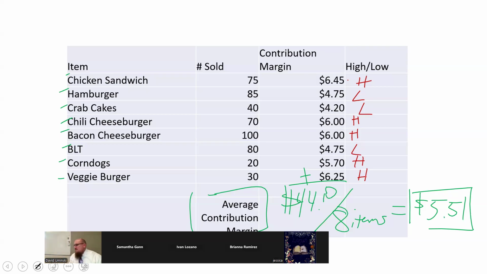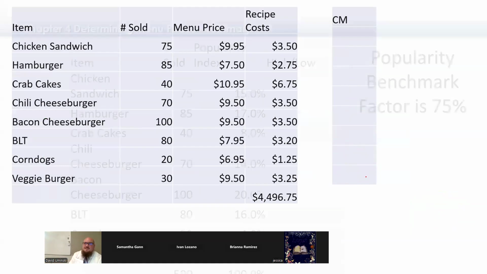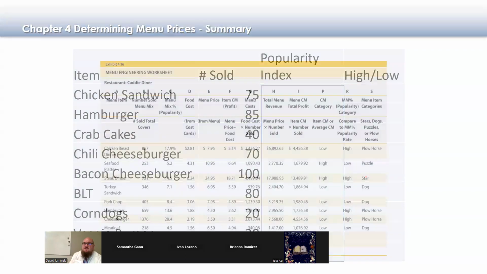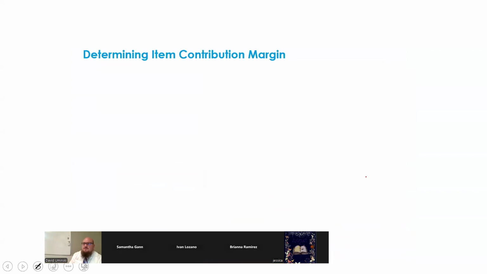Questions about contribution margin? That is the easier of the two. We're subtracting, and then we add them all up and divide by the number we have. Okay. Let's go back to percentages and popularity.